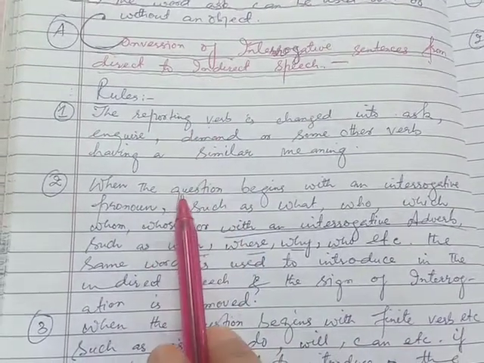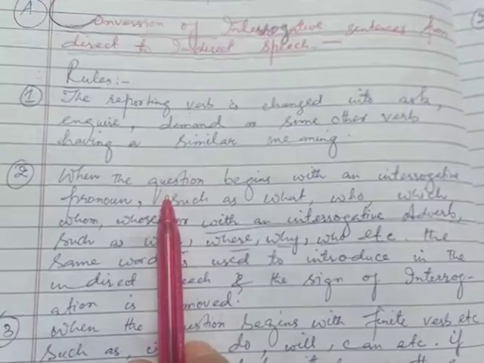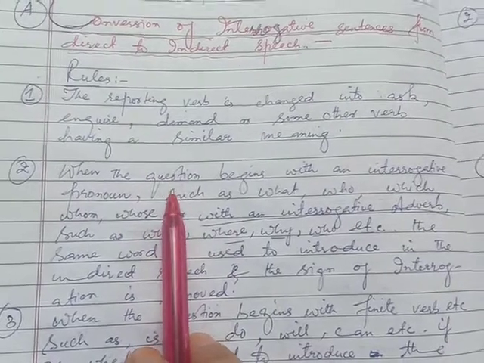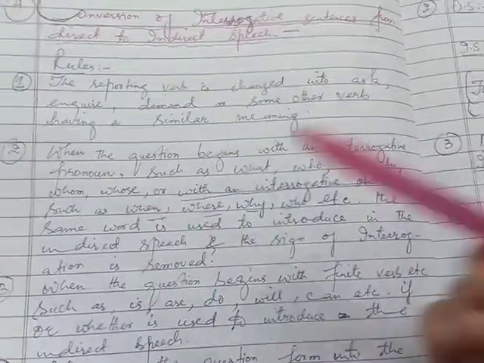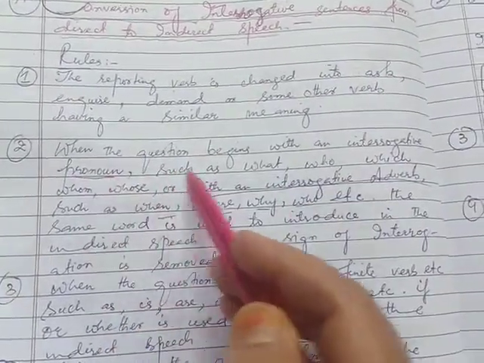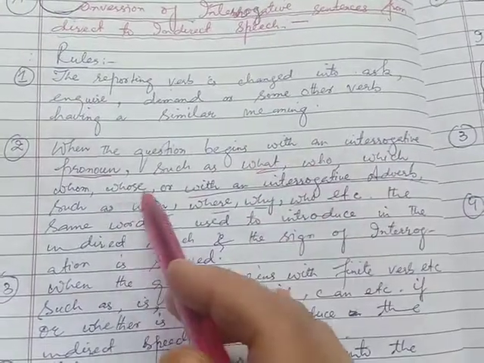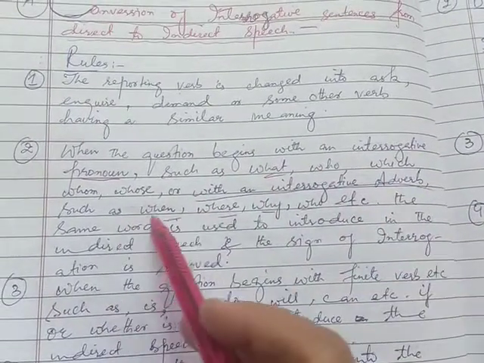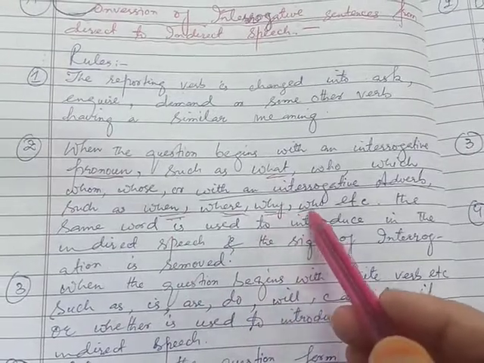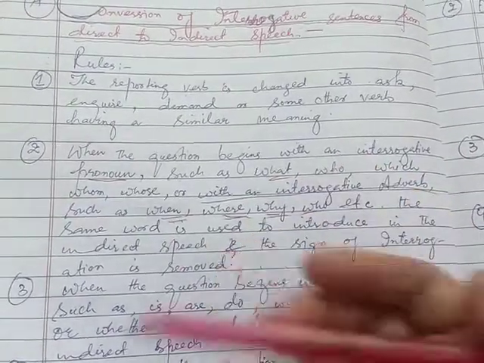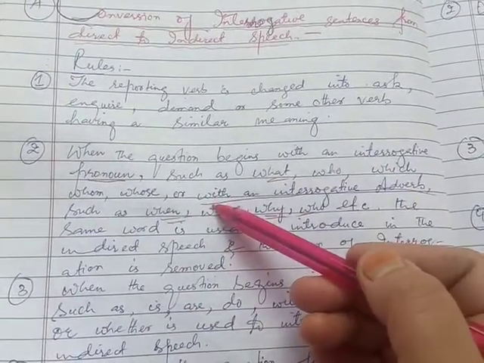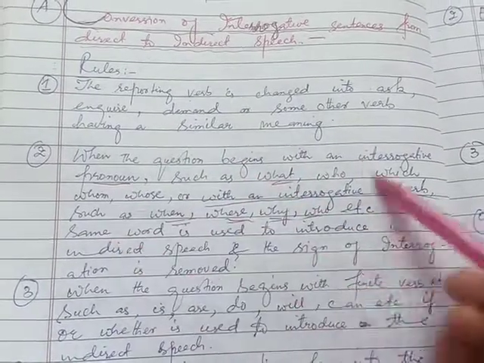Another important thing you have to take into consideration is that when the question begins with an interrogative pronoun, that is what, who, which, whom, whose, or with an interrogative adverb, that's when, where, why, etc., the same word you have to introduce in indirect speech. Not only this, you have to also remove the interrogation mark.